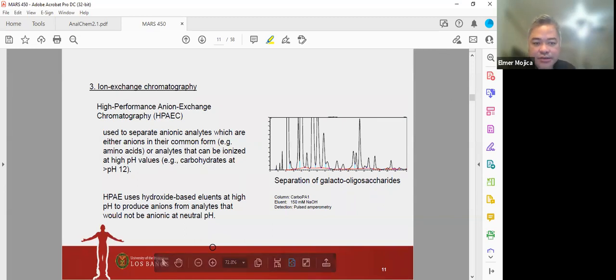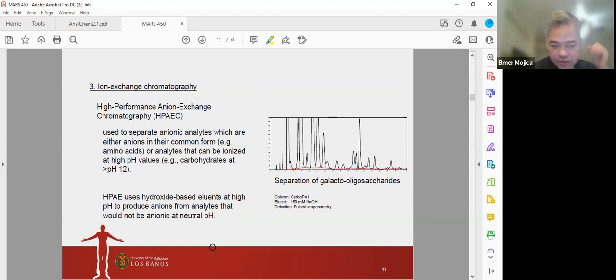You can use ion exchange chromatography as high performance anion exchange chromatography. So here you can use this to separate anionic analytes, which are either ions in their common form or analytes that can be ionized at high pH values, okay, carbohydrates at pH 12. So the high performance anion exchange chromatography uses what we call hydroxide-based eluents at high pH to produce anions from analytes that would not be anionic at neutral pH.